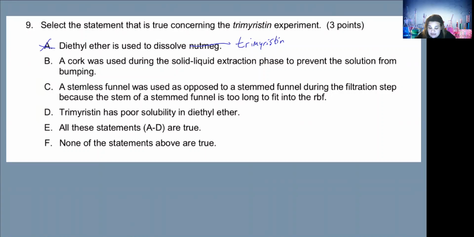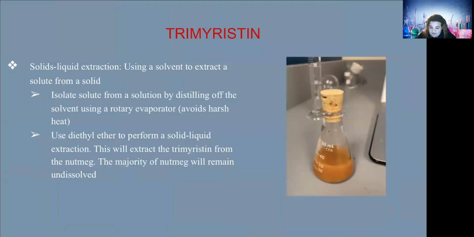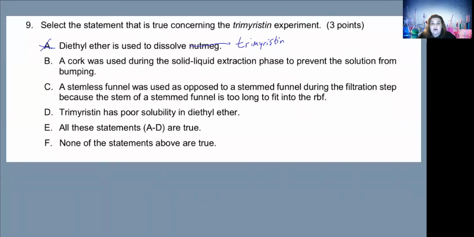If you remember solid liquid extraction, remember photos to associate with your memory. This was the cork we used in solid liquid extraction. There was no bumping going on here. That cork, what was its purpose? What do you think its purpose was? It was to prevent evaporation of the diethyl ether. So B is wrong.